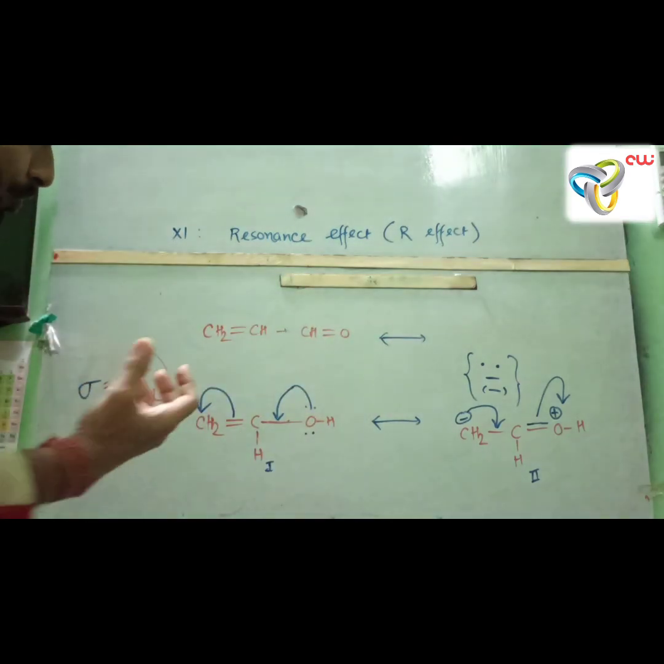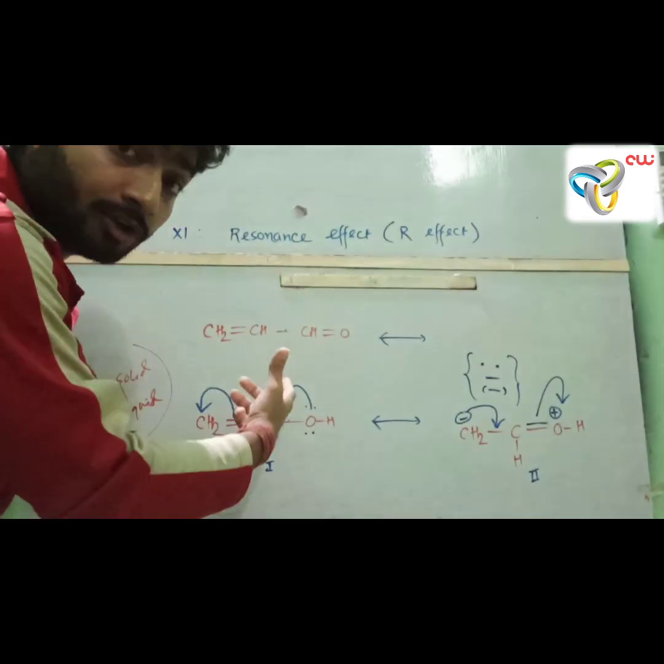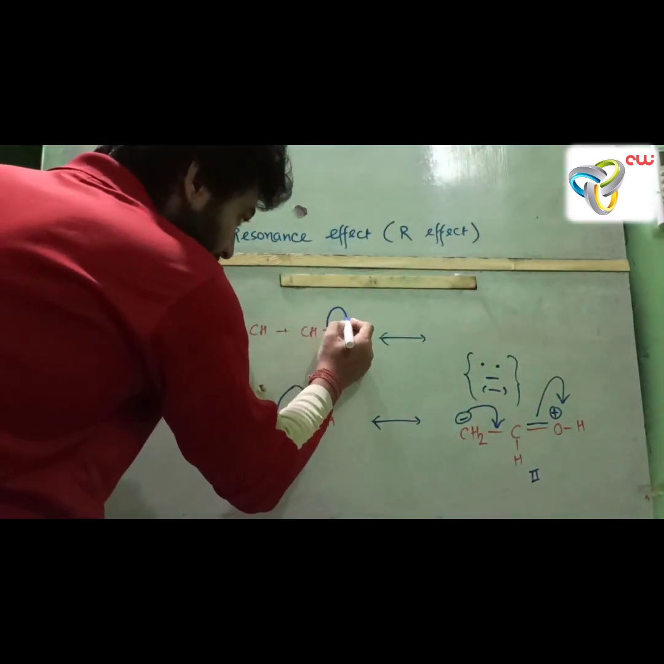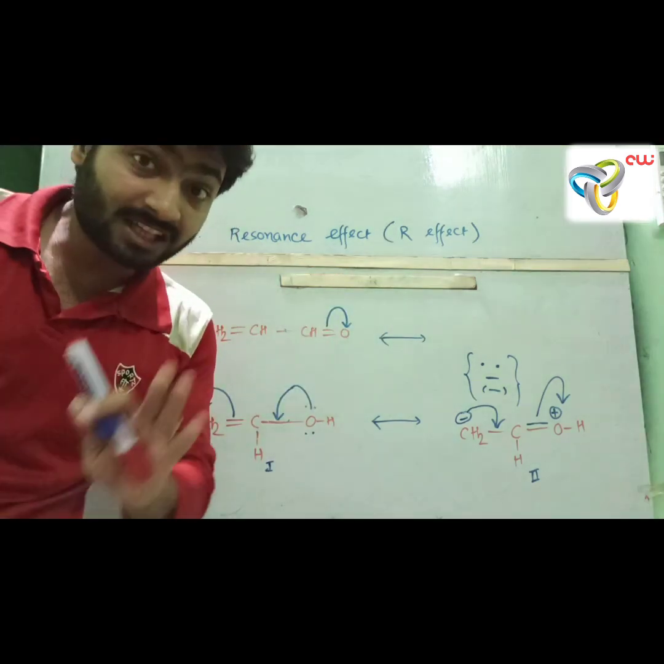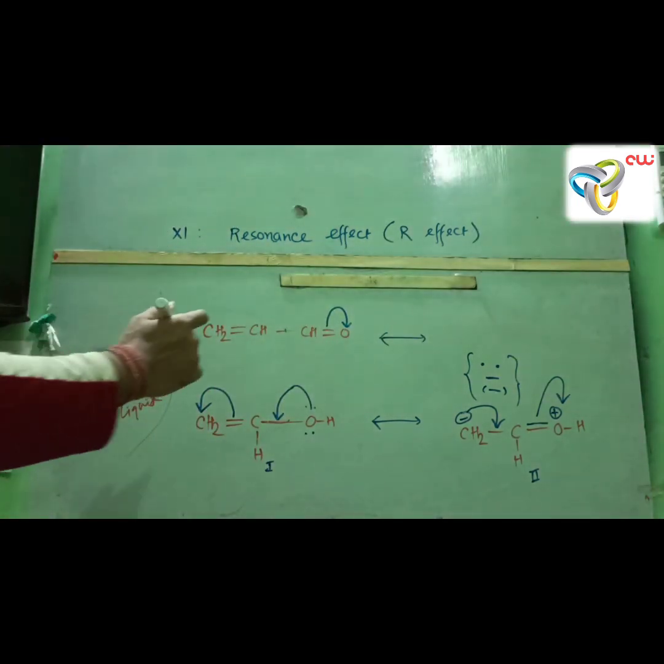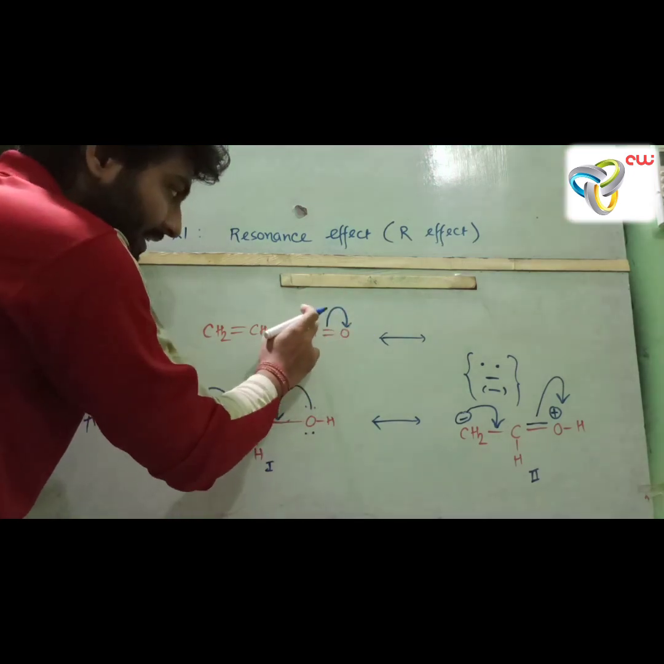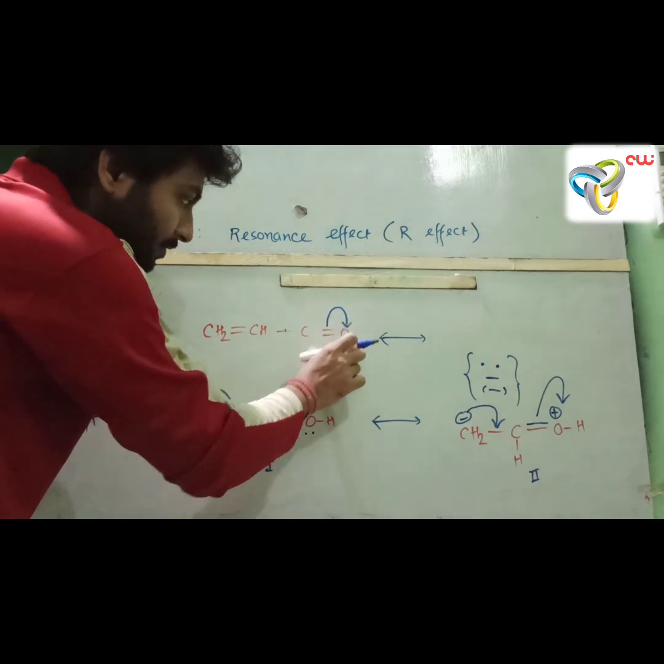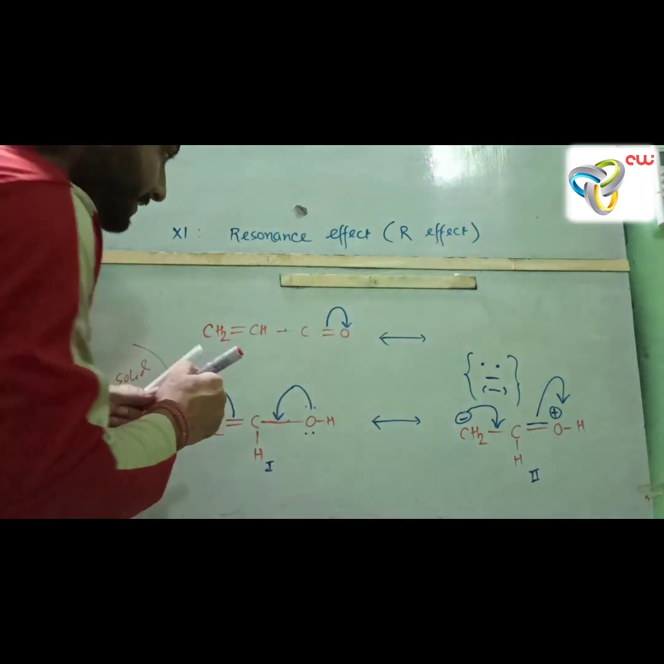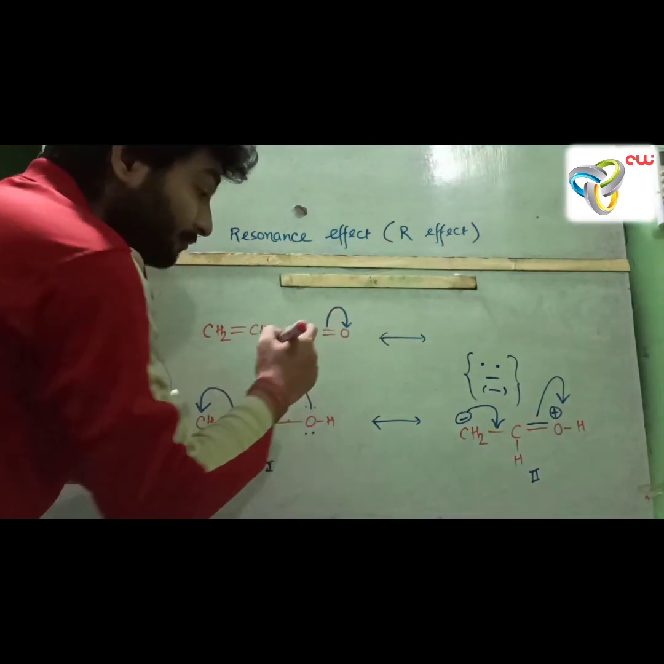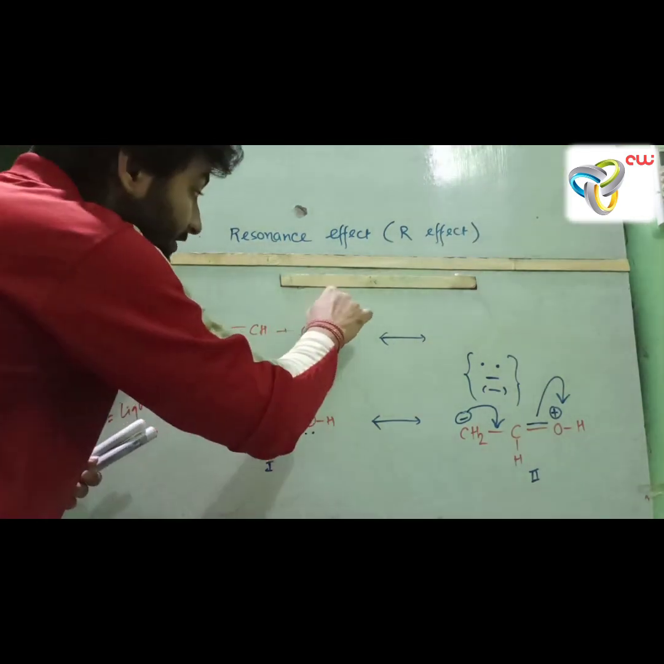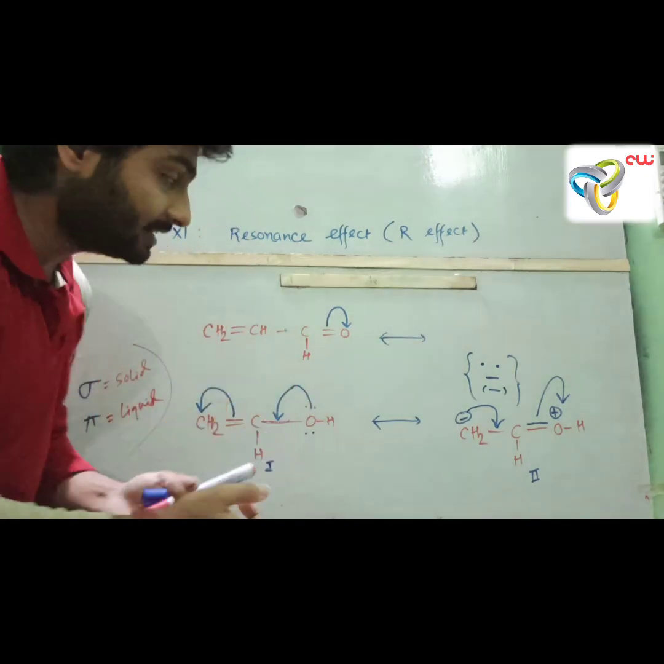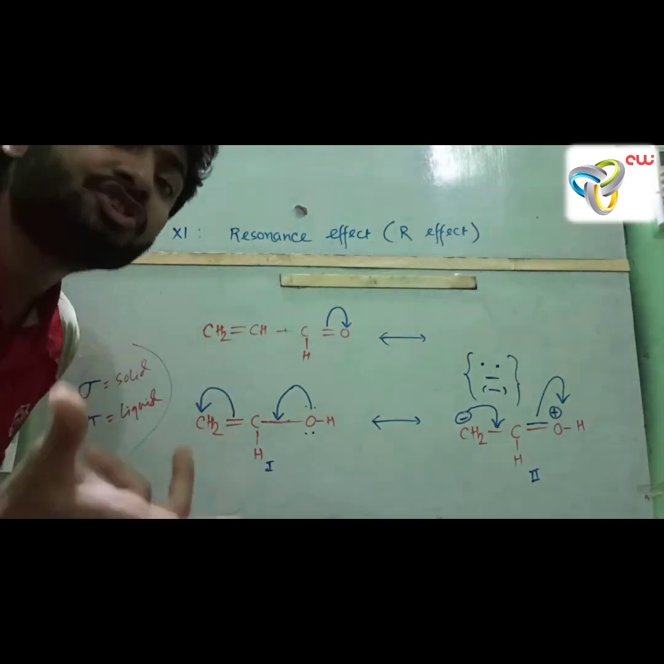The oxygen atom will pull away electron density towards itself. How? This electron density will be pulled out by the oxygen atom. Now what will happen? If it is coming from this side, then the electron density of carbon will decrease, because there are 1, 2, 3, 4 bonds. If this bond shifts to the oxygen atom, then the carbon will have only 3 bonds. Then it becomes electron deficient.